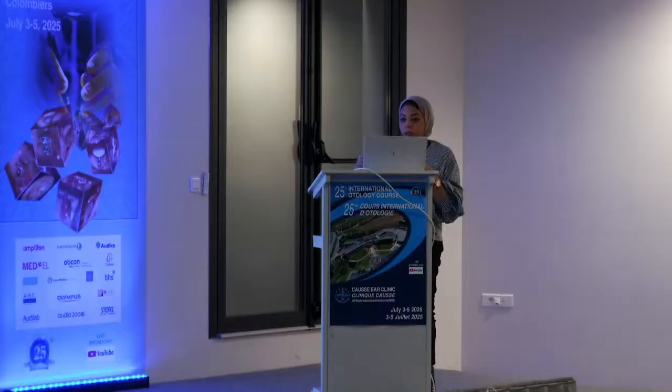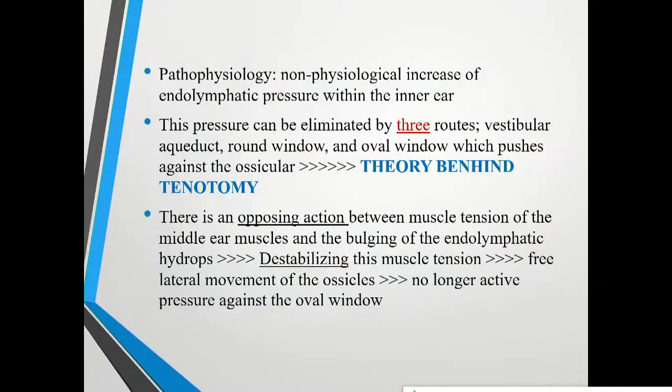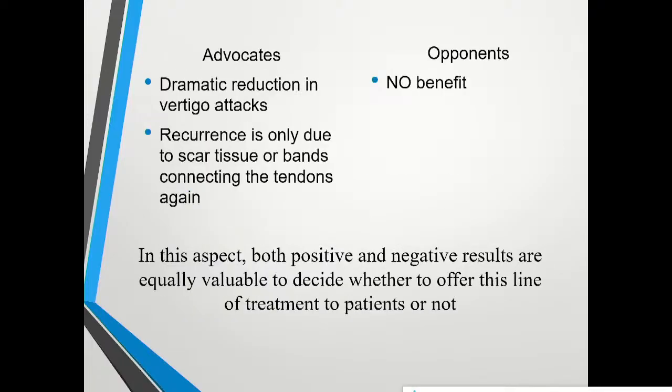They stated that the pressure inside the endolymph, or the cause of increased endolymphatic hydrops, can be eliminated by three routes: either the vestibular aqueduct, round window, or oval window. So the theory of tenotomy depends on destabilizing muscle action inside the middle ear. This can alleviate the pressure over the oval window, allowing for lateral expansion of the middle ear. They said that this can relieve pressure over the inner ear structures.